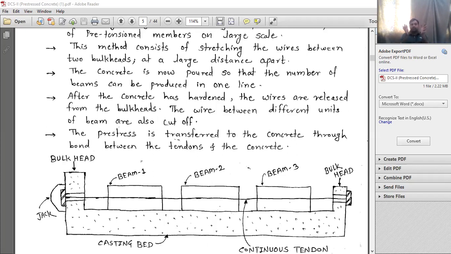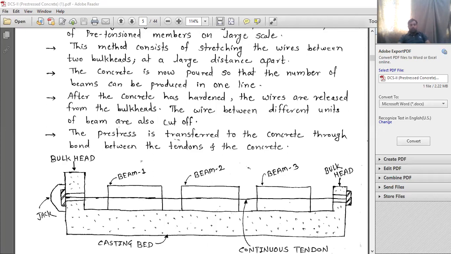You may imagine that one beam is there. So on the right hand side, one bulkhead will be there, left hand side, one bulkhead. No, it is not the case. A large concrete bed is there, and at the ends of that, two bulkheads are there. So on that large concrete bed, 2, 3, 4, 5 beams you can cast at a time. Okay. So that is why they have mentioned two bulkheads at a large distance apart.